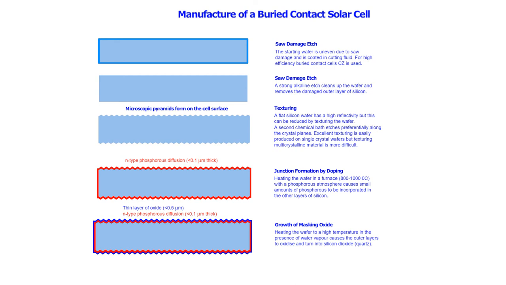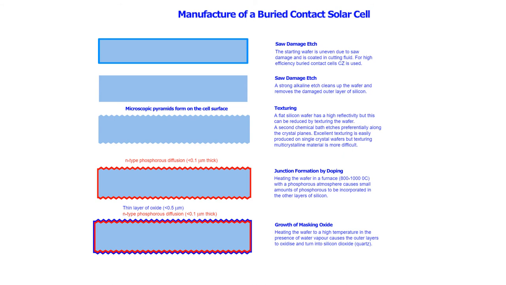Then texturing is applied to the surface. A flat silicon wafer has a high reflectivity, but this can be reduced by texturing the wafer. A second chemical bath is employed, which etches preferentially along the crystal planes. Excellent texturing is easily produced on single crystal wafers, but texturing of a multicrystalline material is a very difficult process.